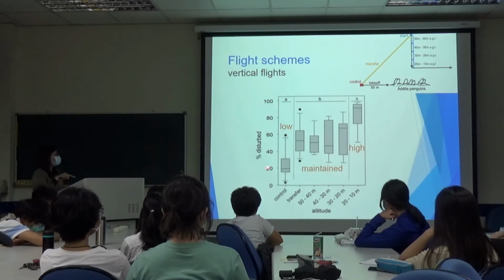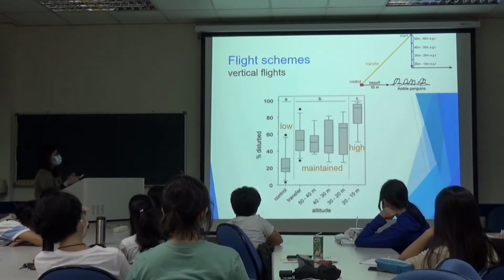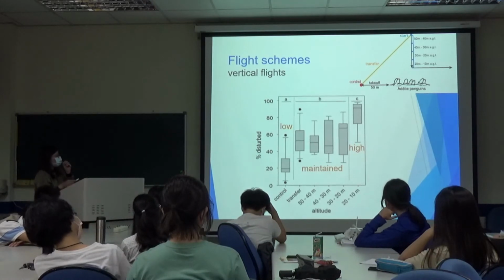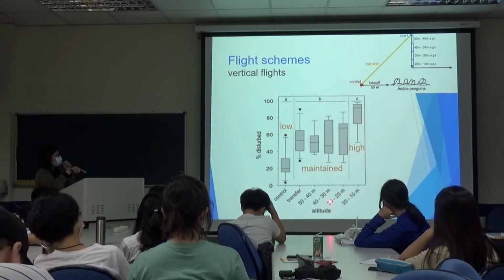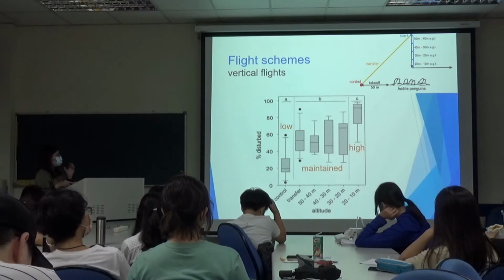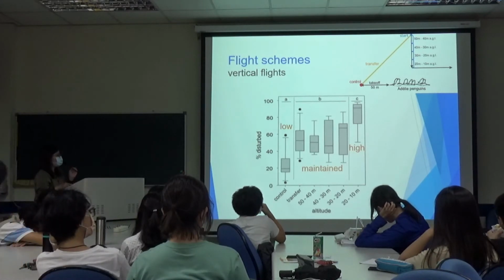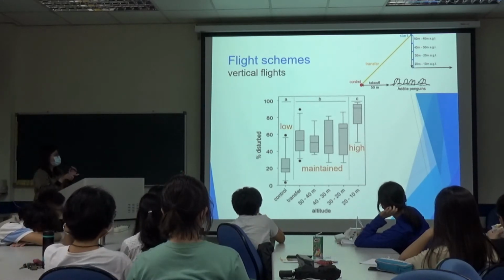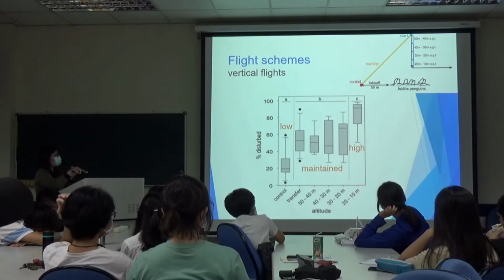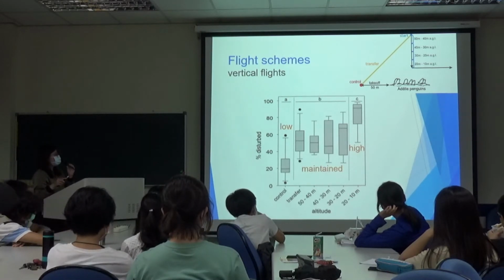In control, the disturbance level was low. During transfer to 20 meters, the disturbance level was higher than control, but was maintained. And below 20 meters, the disturbance level was high.